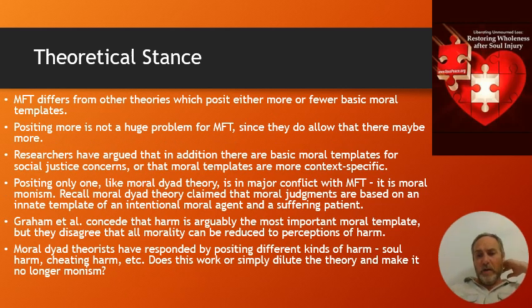Okay, so how does moral foundations theory differ from other theories? You want your theory to make different predictions, and hopefully more true predictions, than the other theories. So what's the difference, and how can we tell them apart? Obviously the main difference is the number of moral templates. Moral foundations theory says there are at least five, there could be more. That's fine.